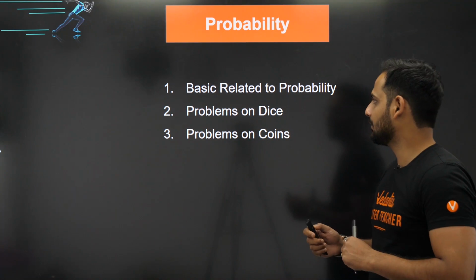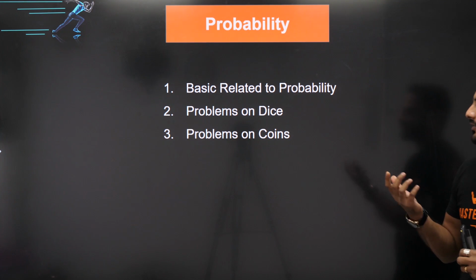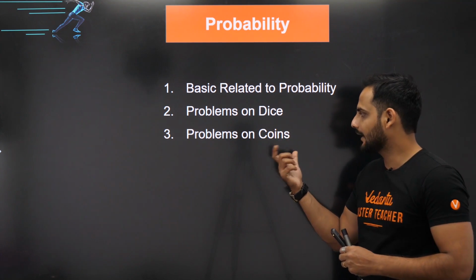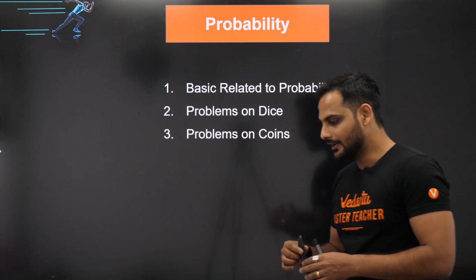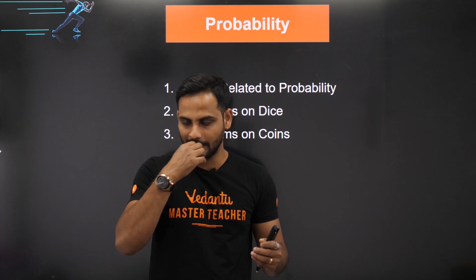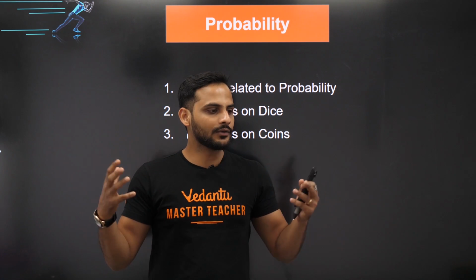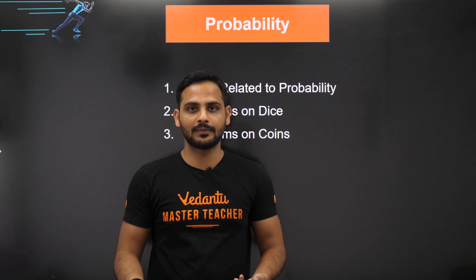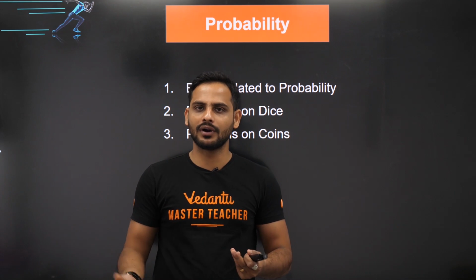Okay, chalo. So now bachcho, the probability which we have is the basics, relative probability, then problems on dice and problems on coins. So what is probability? Probability for any event. First thing, let's talk about experiment. An experiment is any activity you are conducting, like tossing a coin. So any activity you are doing will be called an experiment.